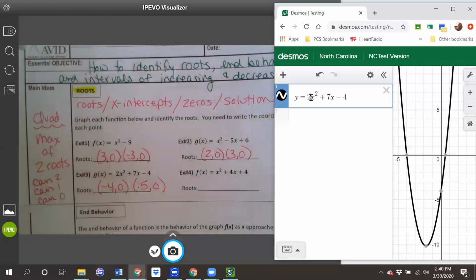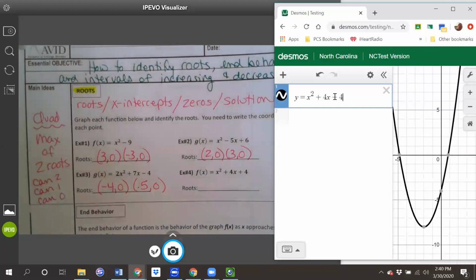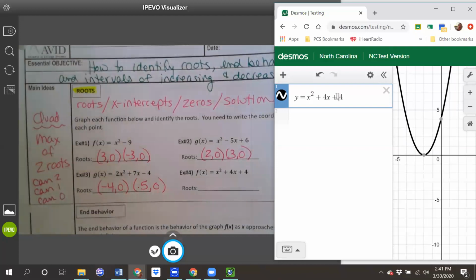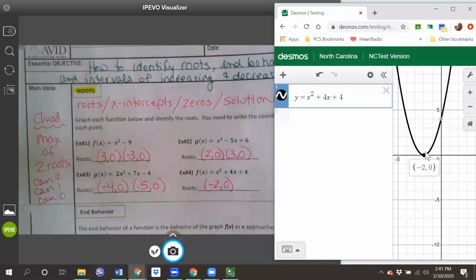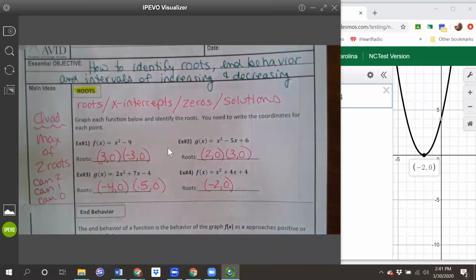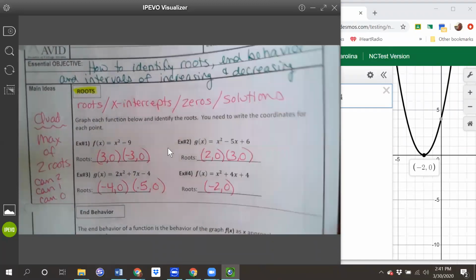And then the last one, I'm going to make that a plus 4x and that a plus 4. So it's just that guy. It's just the one root. Is that okay? Yes, absolutely, that is okay. You just cannot have more than 2 roots. So that is the familiar territory, looking for zeros, x-intercepts, solutions, roots. It all means the same thing.